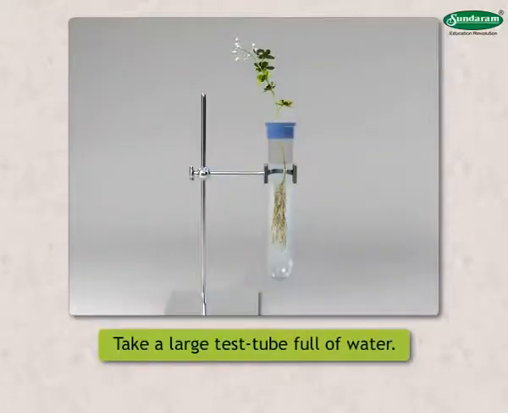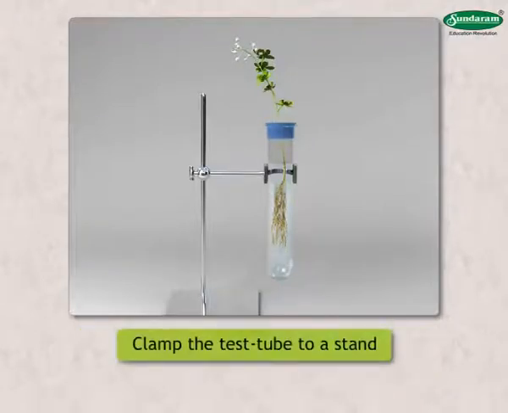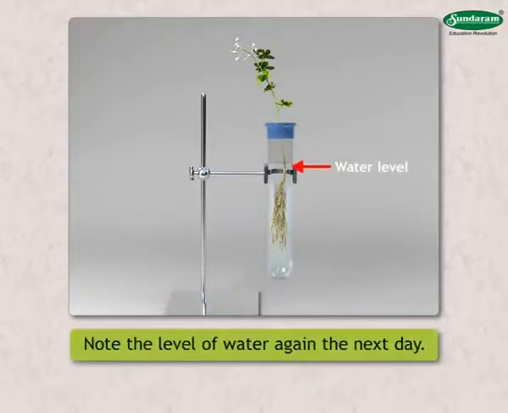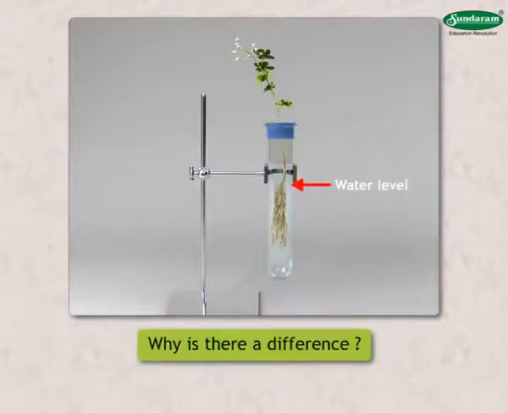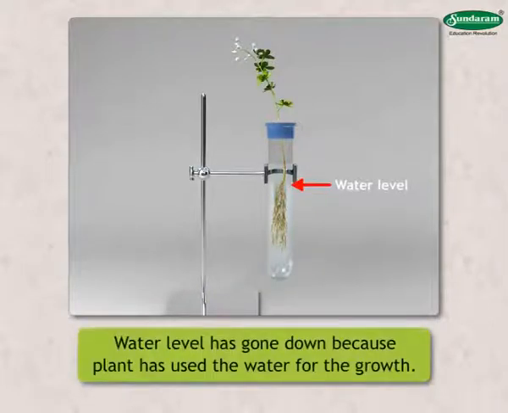See for yourself. Take a large test tube full of water. Place a seedling in the test tube so that its roots are immersed in the water. Clamp the test tube to a stand as shown in the figure. Mark the level of water on the test tube. Note the level of water again the next day. Why is there a difference? Has the water level gone up or down? Water level has gone down because the plant has used the water for its growth.